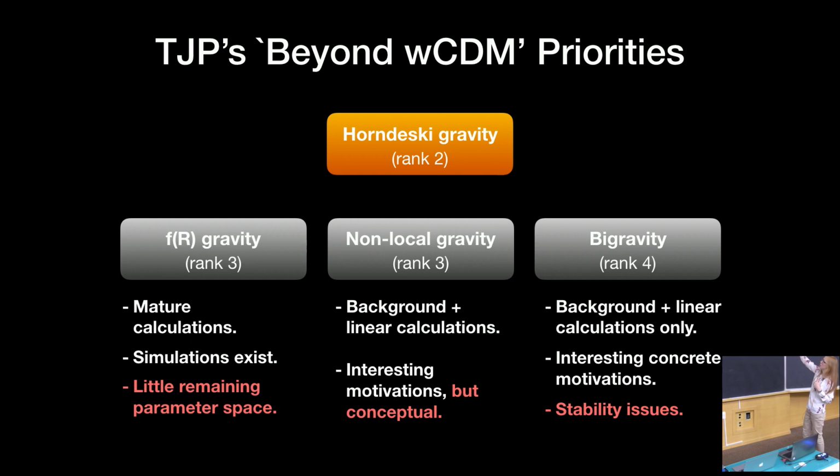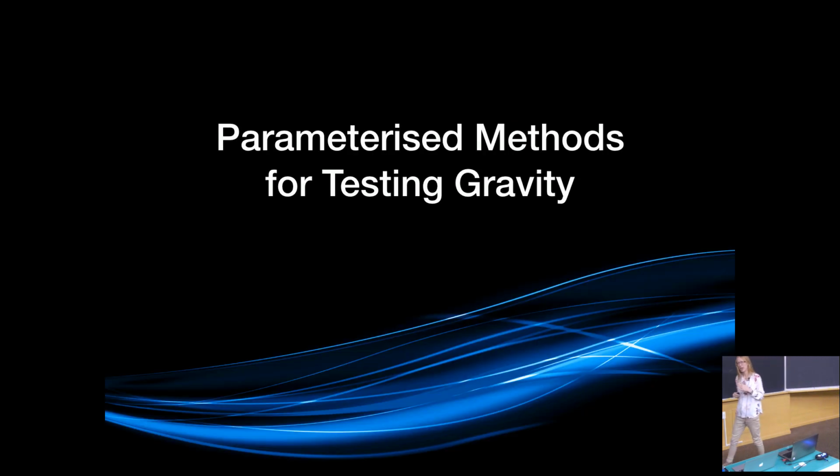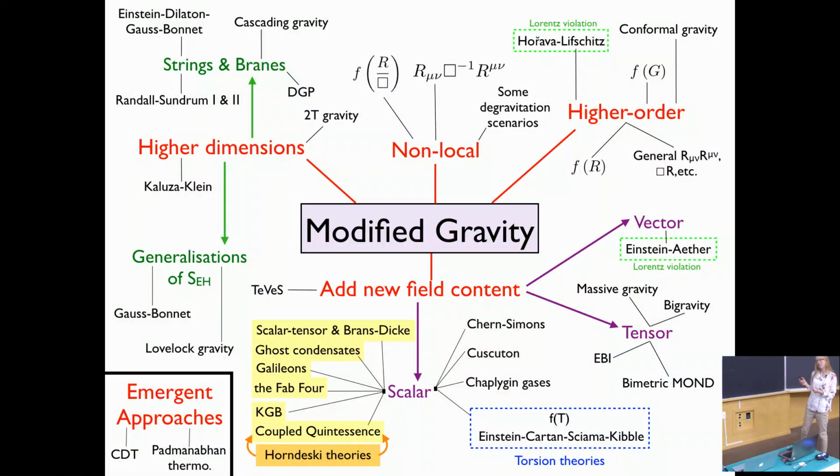Okay, so these are our tier 2 recommendations. So let's talk about the top spot, Horndeski, what it is and why it's up there. And in order to do that, I actually need to take a sidestep and talk about something else for a moment. Okay, and I'm going to talk about parameterized methods for testing gravity. So if I had given this talk 5 years ago, I probably would have shown you this slide. And I know some of you have seen this already, so apologies to those people.